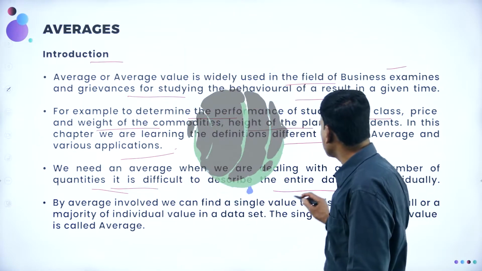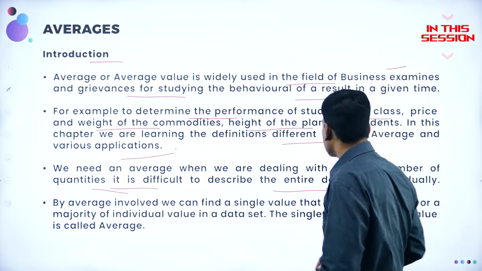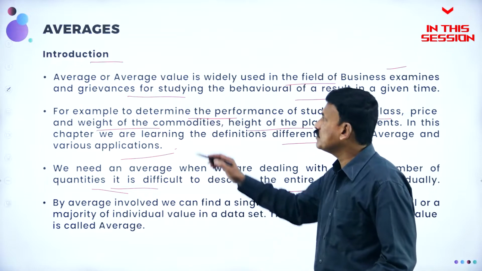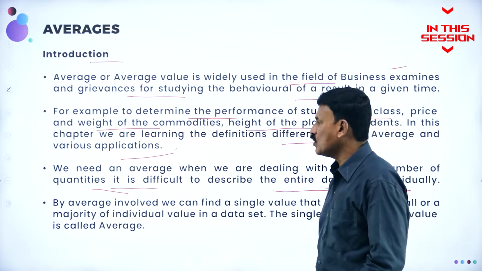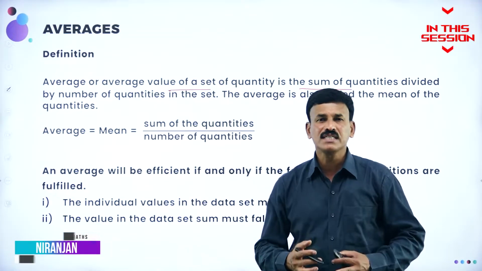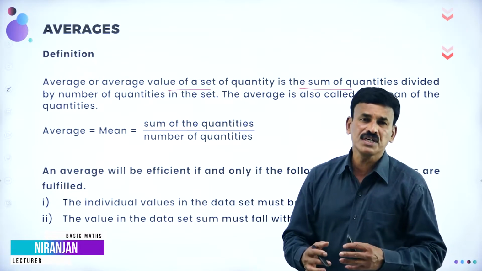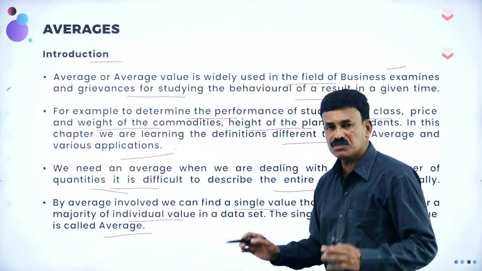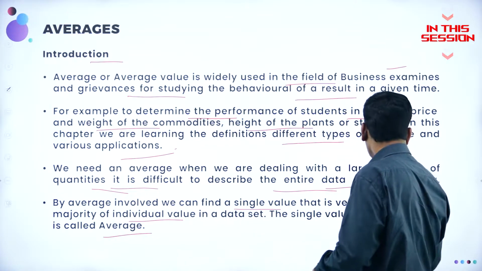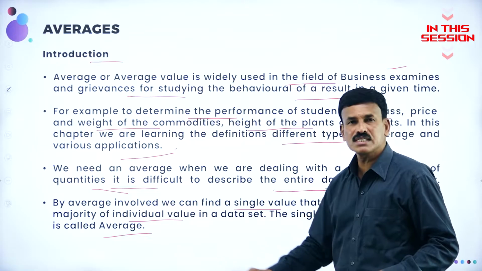It is difficult to describe the entire data set of an individual. So there we are going to use the concept of an average. The sum of all quantities divided by the number of quantities will give the average. The single value which is very close, or the typical value, is called an average.